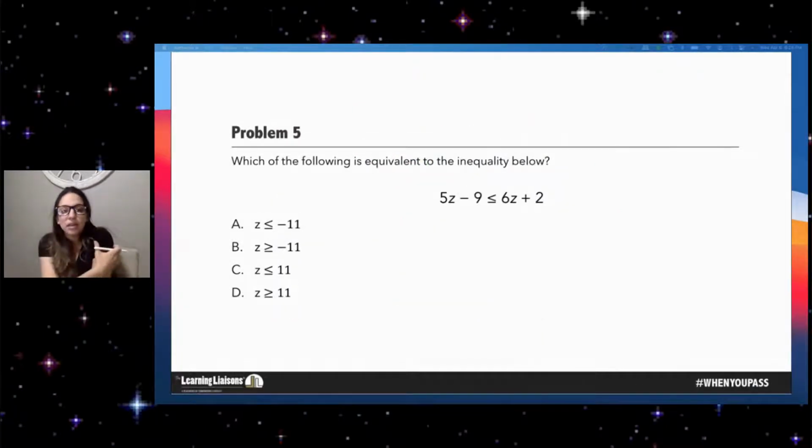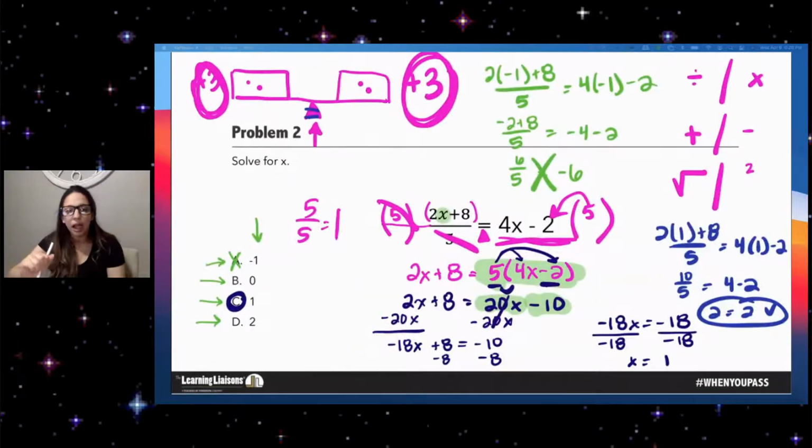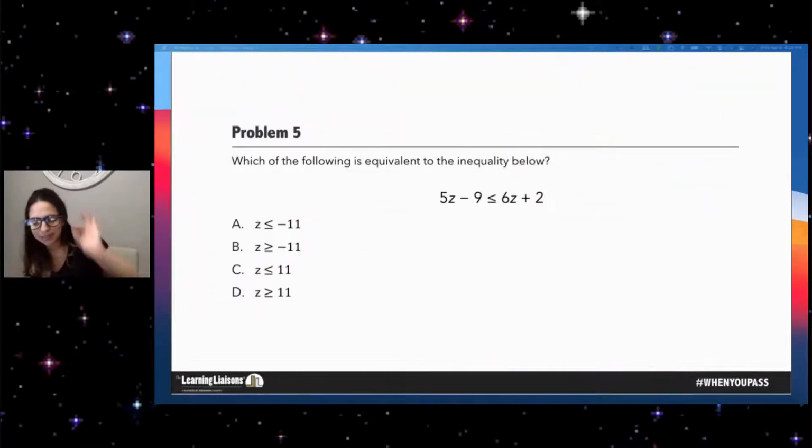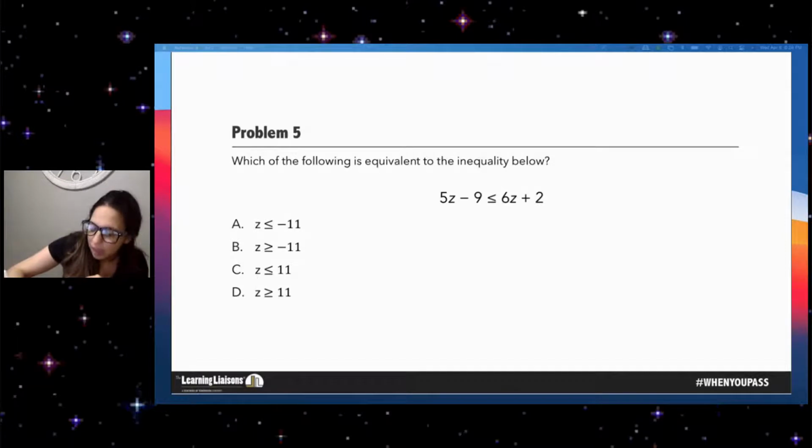Which of the following is equivalent to the inequality below? Now, if you remember, we already solved an equation problem here. And we used the opposite of order of operations to solve this. We are going to do the exact same thing for this. Solving equations and solving inequalities, you do the exact same process with the exception of one tiny, tiny little thing.